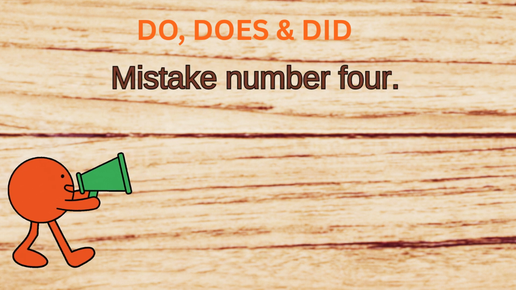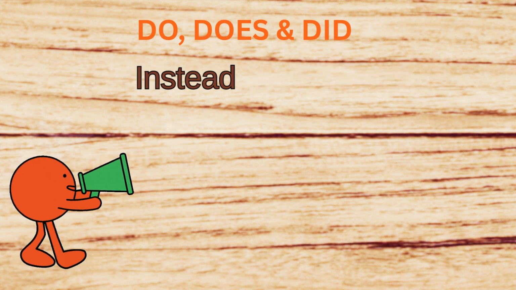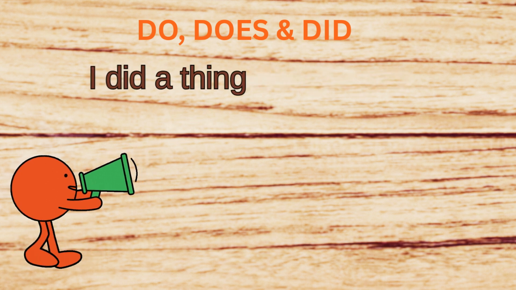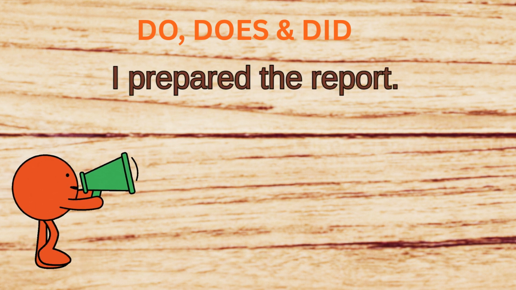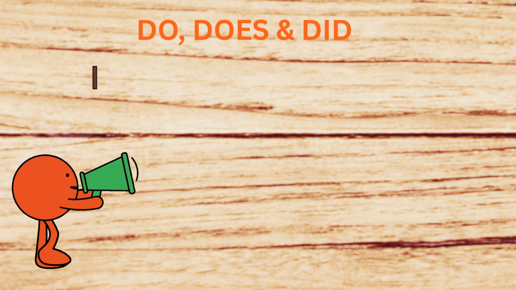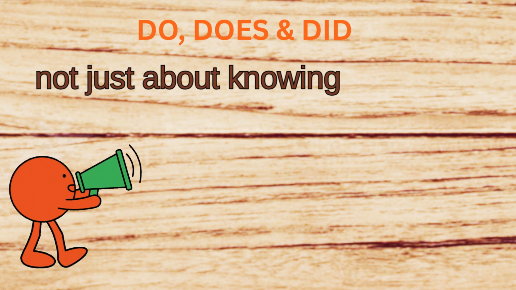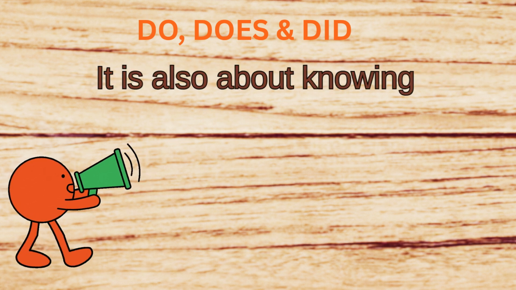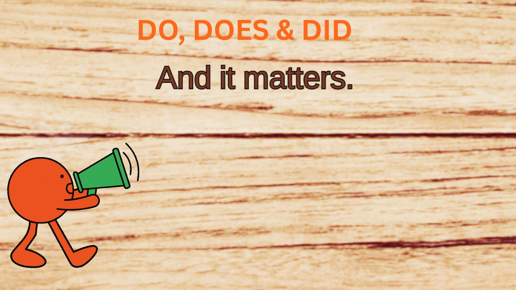Mistake number 4, overusing do when a more specific verb would sound better. Instead of saying, I did a thing at the office, say, I prepared the report. I submitted the form. I organized the meeting. Strong English is not just about knowing do verbs. It is also about knowing when not to use them. That is an advanced point, and it matters.